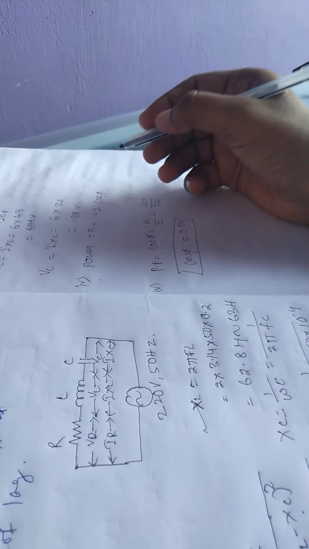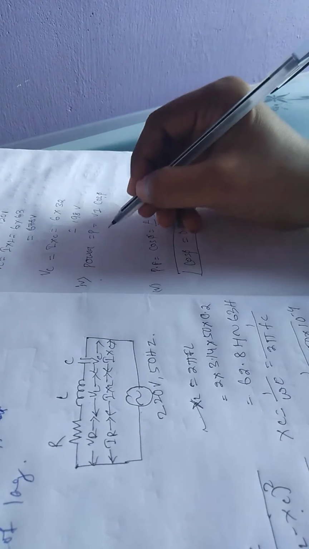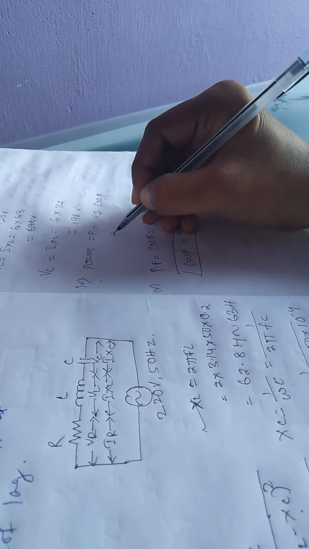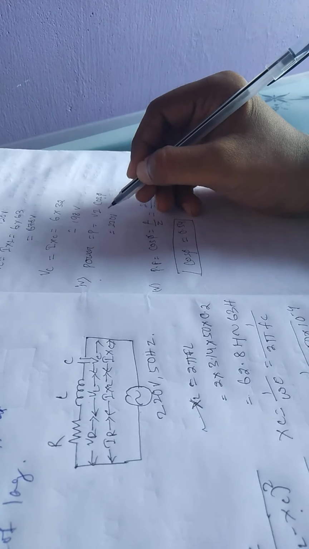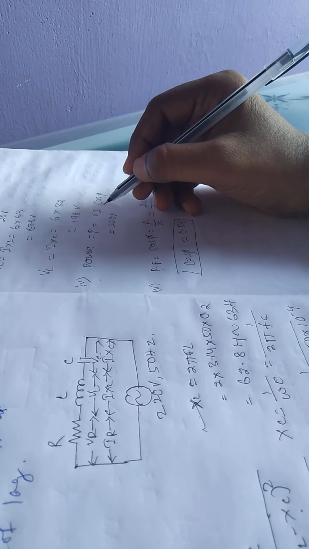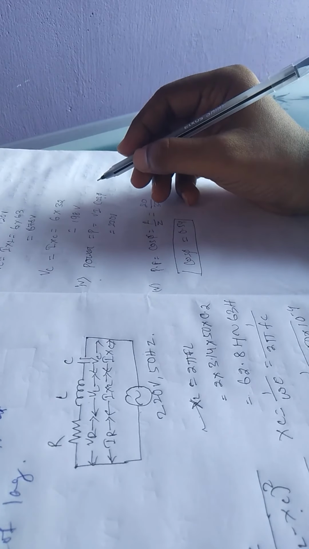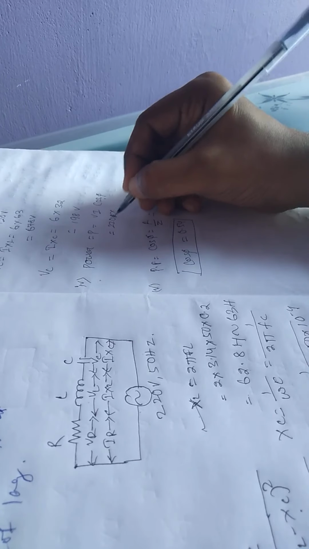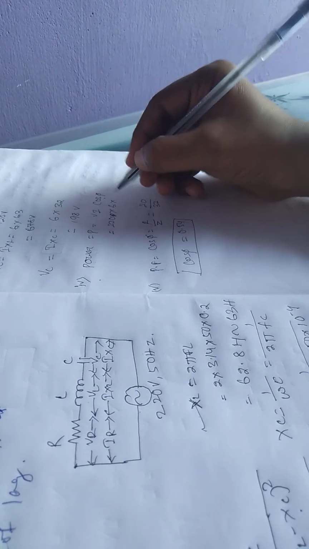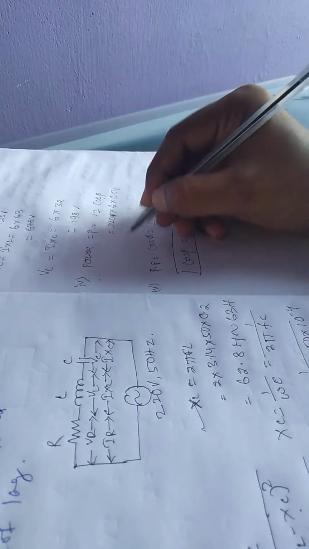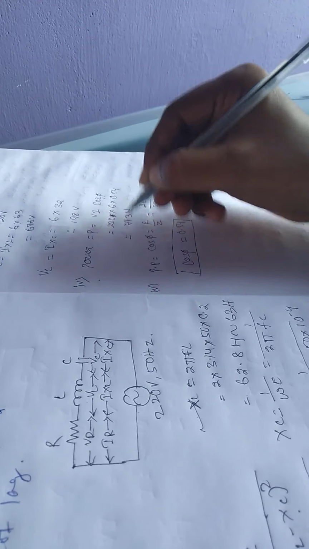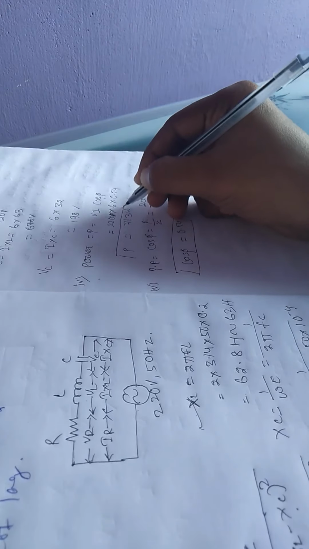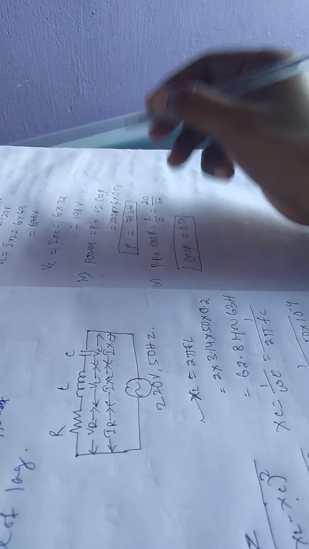Now power VI cos phi equals V equals 220 volt and I equals 6 ampere and power factor is 0.54, which equals 713 watt. So power P equals 713 watt.